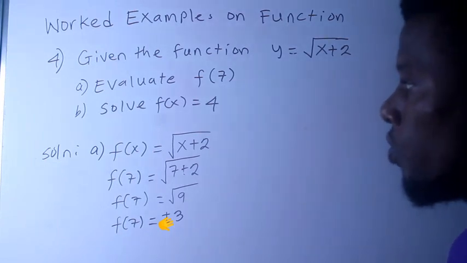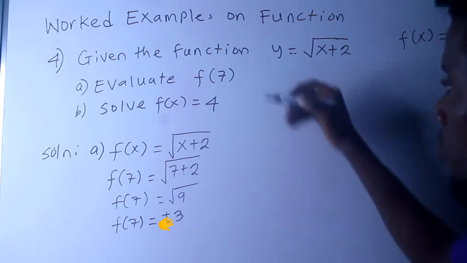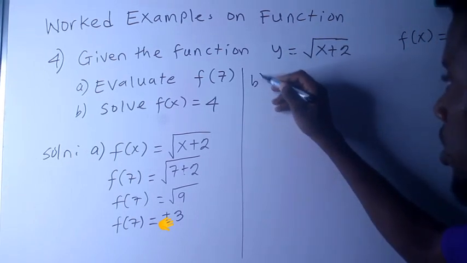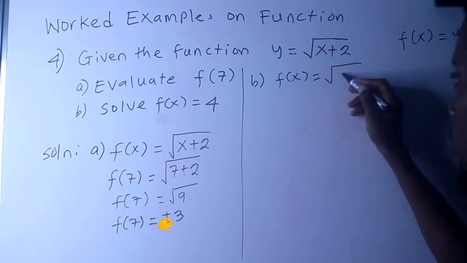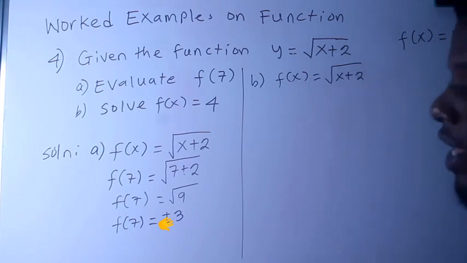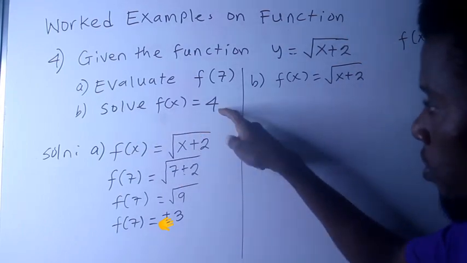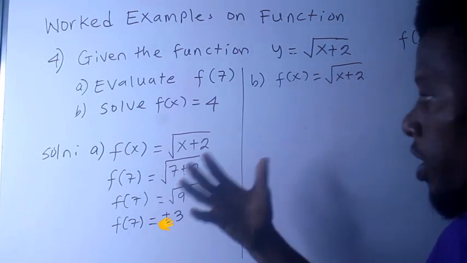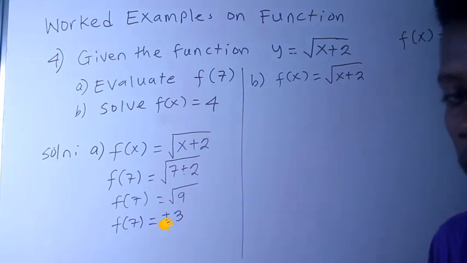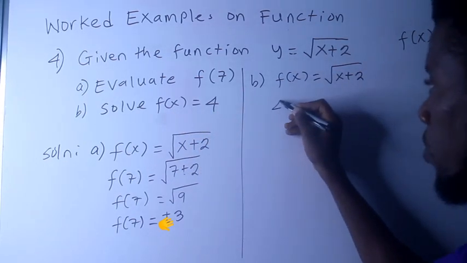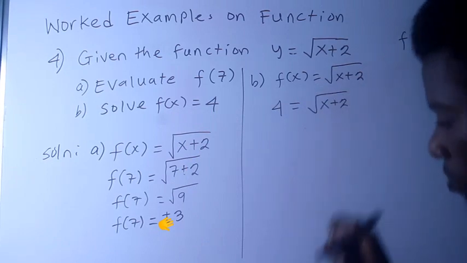4b says we should solve the equation f of x equals 4. So we put b right here. We write f of x is equal to the square root of x plus 2. Great. So to solve f of x equal to 4, all we need to do is replace f of x with 4 and solve for x. So f of x now is 4. So 4 is equal to the square root of x plus 2.